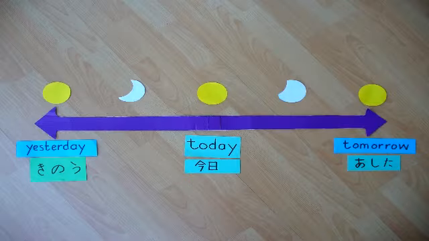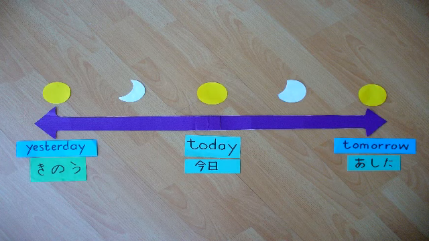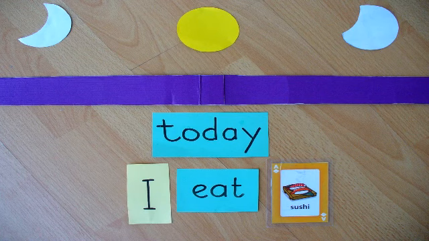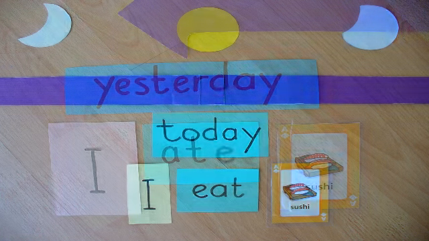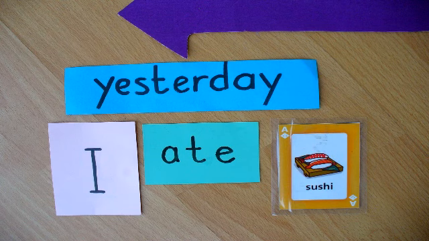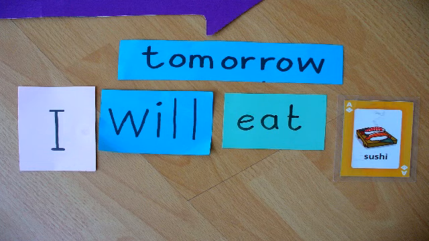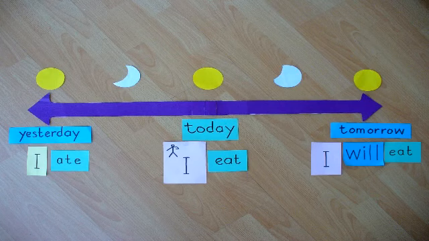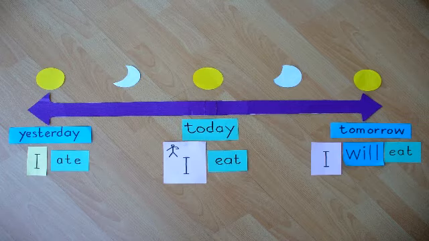Tense. Today, yesterday, tomorrow. Today, I eat sushi. Yesterday, I ate sushi. Tomorrow, I will eat sushi. Today, I eat. Yesterday, I ate. Tomorrow, I will eat.